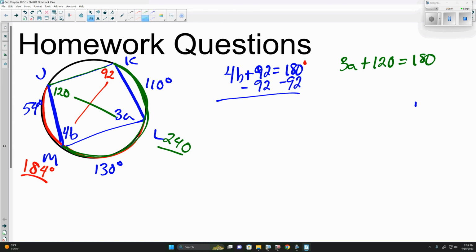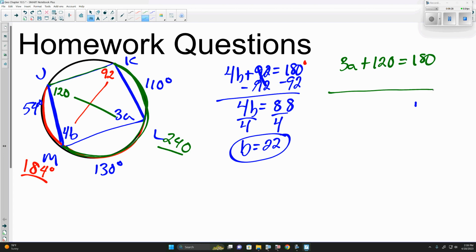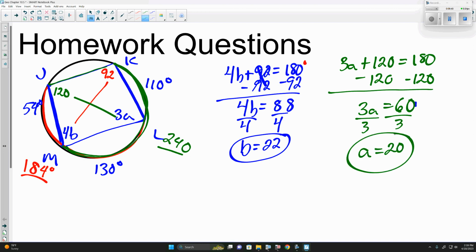For B, the first thing we can do is subtract 92 from both sides. That would give us 88. Divide both sides by 4, so B is 22. For A, we would subtract 120 from both sides, showing us 3A is equal to 60. Divide both sides by 3, and A is 20. Any questions on any of this here?